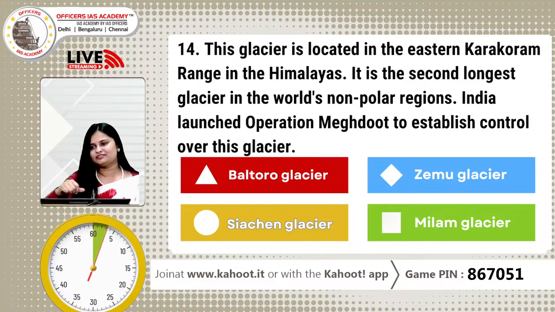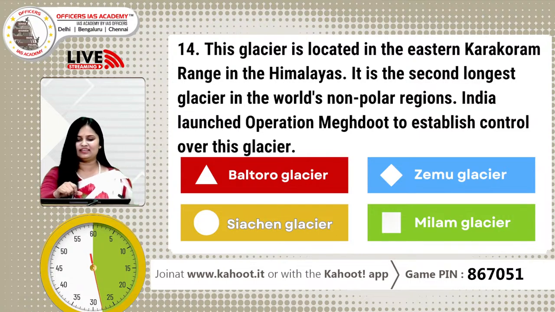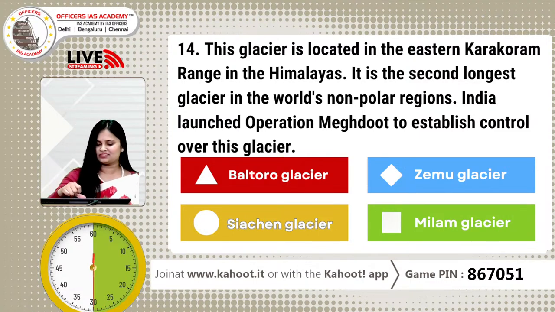So the 14th question for you. This glacier is located in the eastern Karakoram range in Himalayas. It is the second longest glacier in the world's non-polar regions. India launched Operation Meghdoot to establish control over this glacier. So name the glacier. Baltoro Glacier, Zemu Glacier, Siachen Glacier and Milam Glacier. So think carefully, guys, think about this glacier, Operation Meghdoot, what comes to your mind?